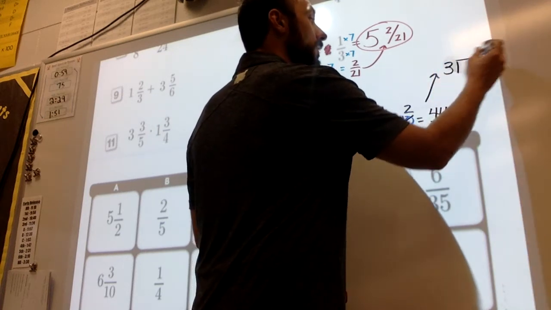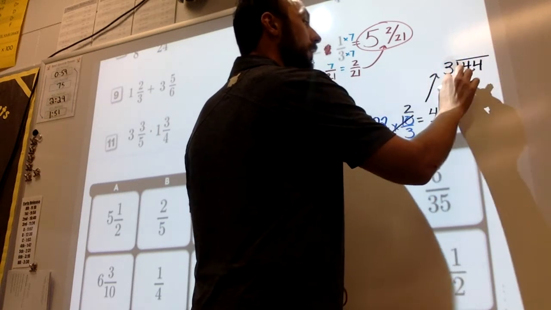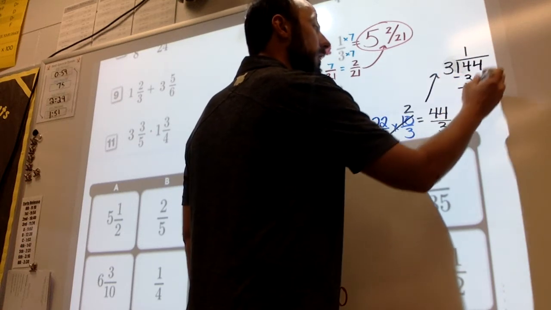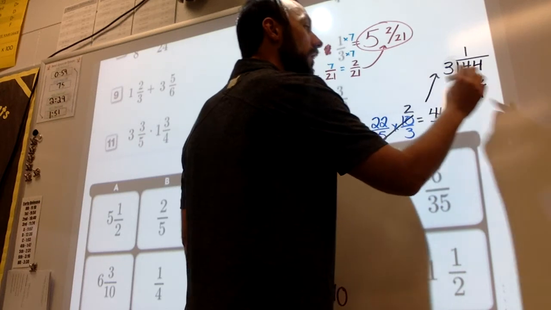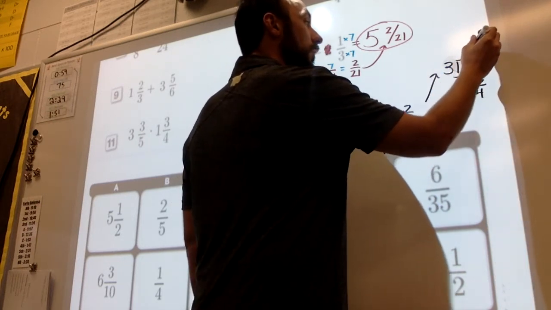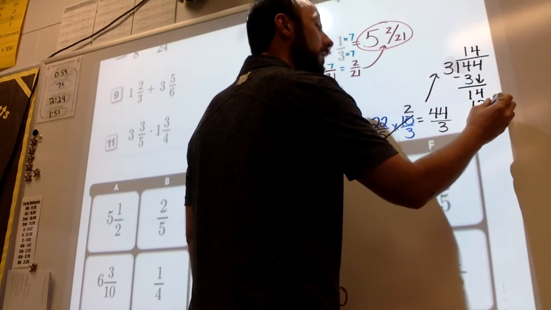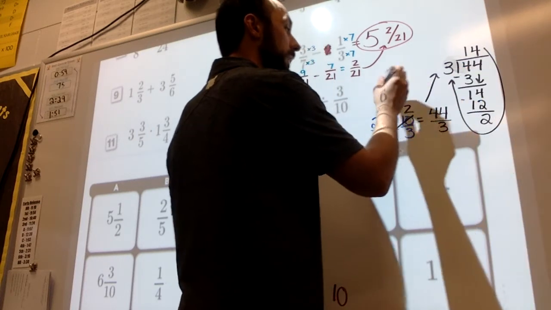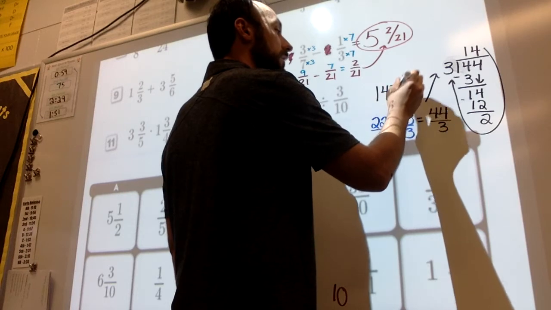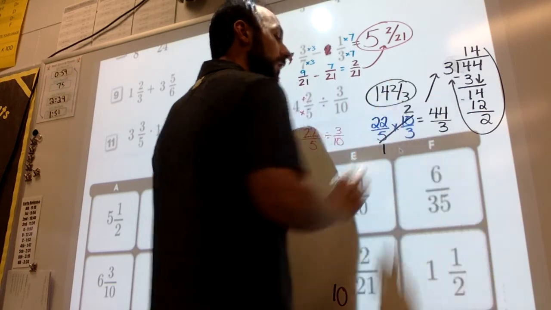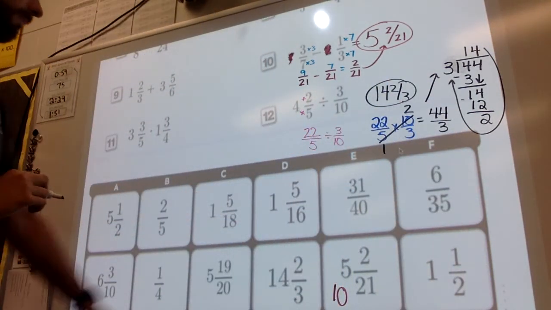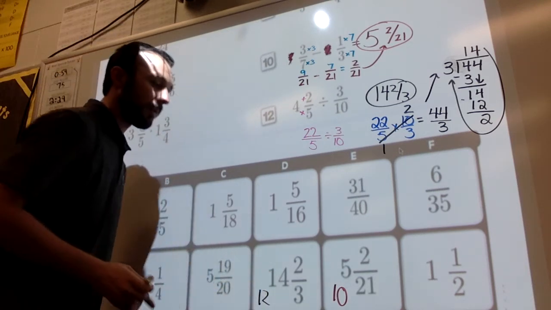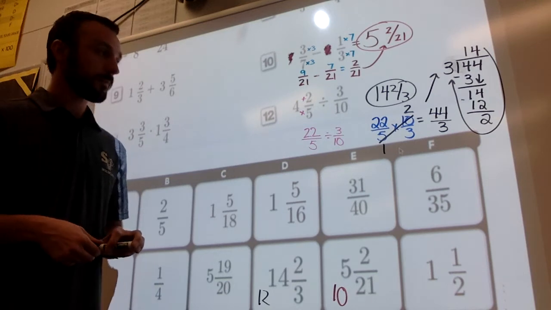3 into 44. 3 goes into 4 once. 1 times 3 is 3. I subtract, I get 1. Bring down my 4. 3 goes into 14 4 times. That's 12. I subtract, I get 2. Draw my half circle, which leaves me an answer of 14 and 2/3. 14 and 2/3, is that on our, yep, right here, J. So I would write number 12 in the J box. That way I know that you'd have the answer there.